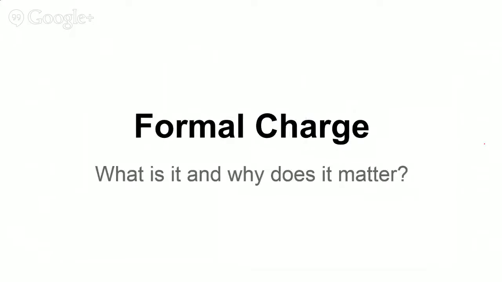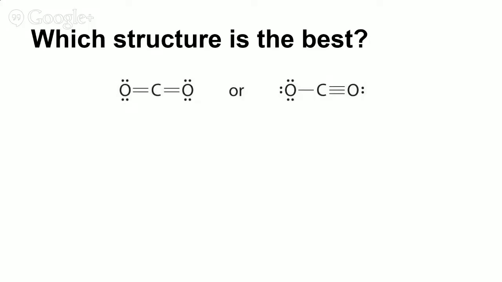Mashani here again. Going to talk about formal charge. What is it and why does it matter? Why are we bothering to learn about this stuff? Let's say you had these two structures. You're trying to draw a Lewis structure for CO2, and you can probably tell right off the bat that one's wrong, right? You might just intuitively know that, but why? Why is that not the right structure?